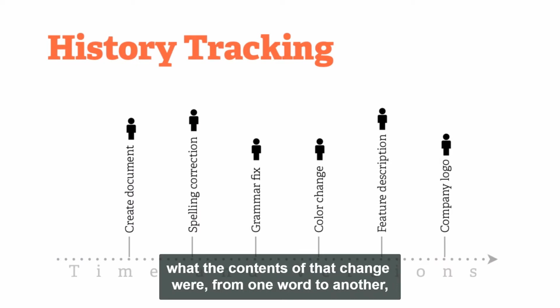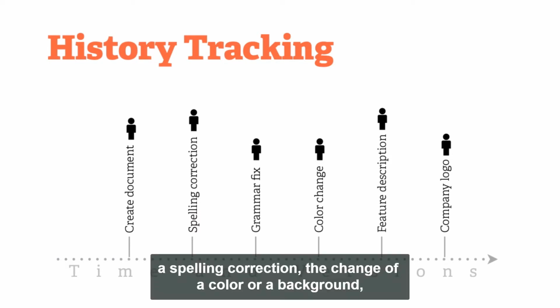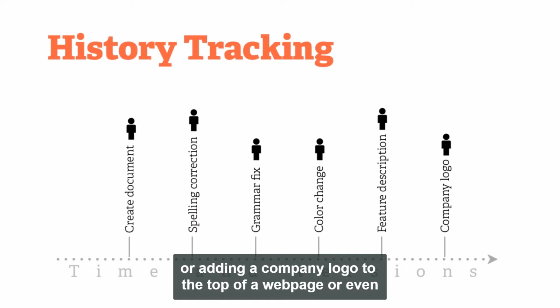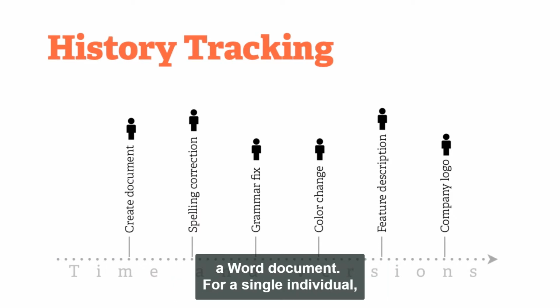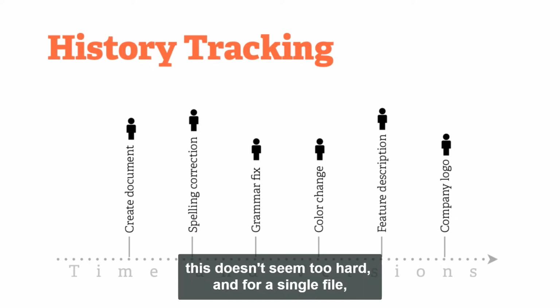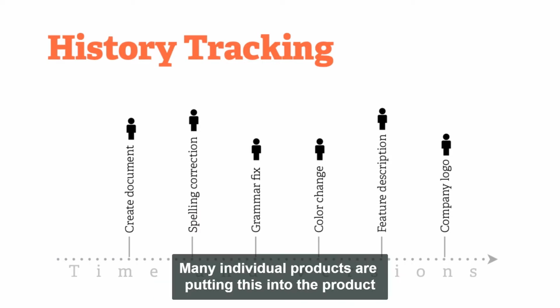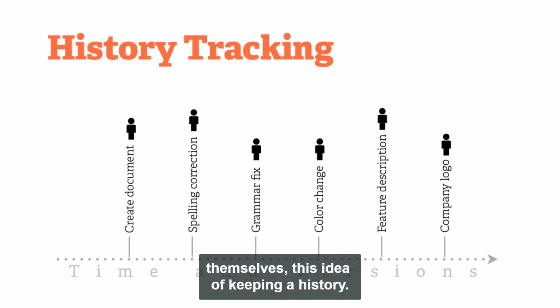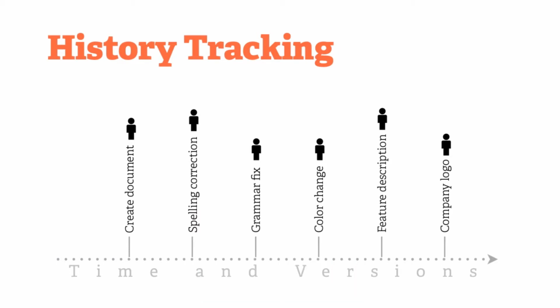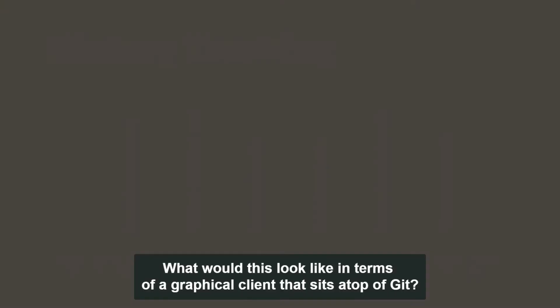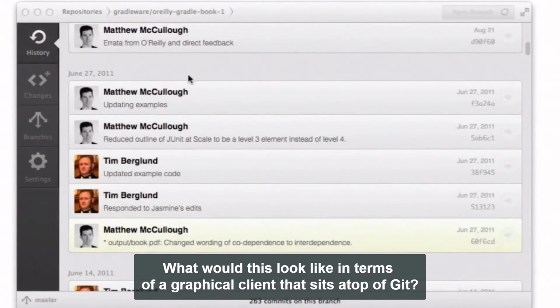From one word to another, a spelling correction, the change of a color or a background, or adding a company logo to the top of a web page or even a Word document. For a single individual, this doesn't seem too hard, and for a single file, it seems relatively straightforward. Many individual products are putting this into the product themselves, this idea of keeping a history. What would this look like in terms of a graphical client that sits atop of Git?